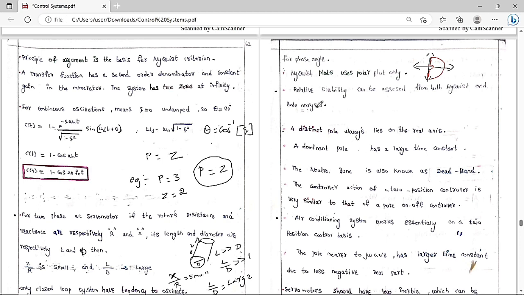The controller action of a two-position controller is very similar to that of a pure on-off controller. If you turn one thing on you are going to do one thing, and if you turn it off you are going to do another thing. So basically it is like a two position. Therefore, the controller action of a two-position controller is very similar to that of a pure on-off controller.